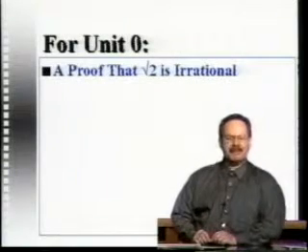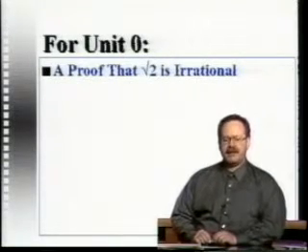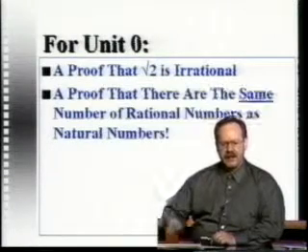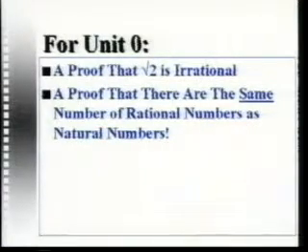Now for a proof that's a bit more unusual, something you may not have thought about before. It's about comparing two infinite sets of numbers. Let's do this first. This is going to be a proof that there are the same number of rational numbers as natural numbers. Now think about what that means.